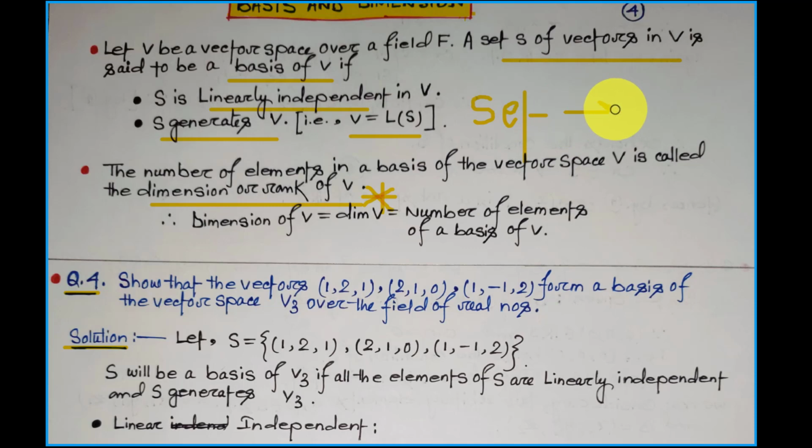Now the number of elements of this set is called dimension of the vector space capital V. Alright, suppose the basis has 3 elements, then we say that the dimension of the vector space is 3. So the number of elements in a basis of the vector space V is called the dimension or rank of V. That is, the dimension of V equals the number of elements of the basis of V.